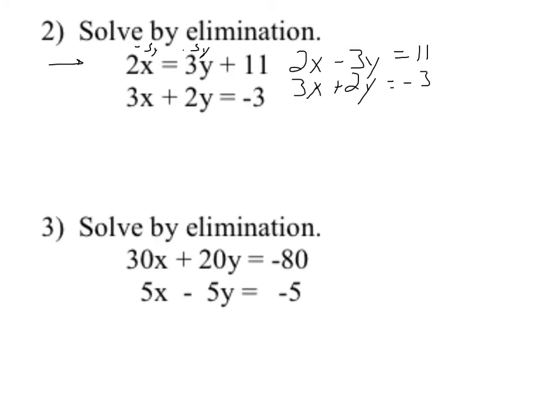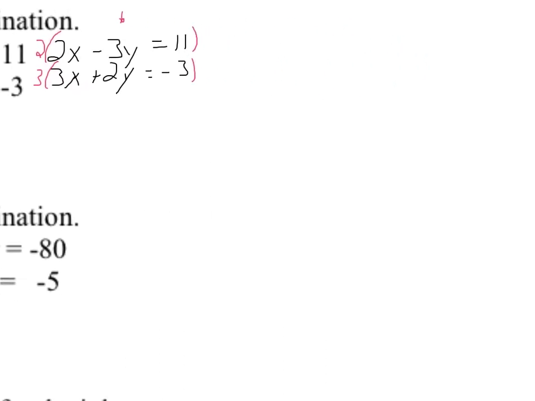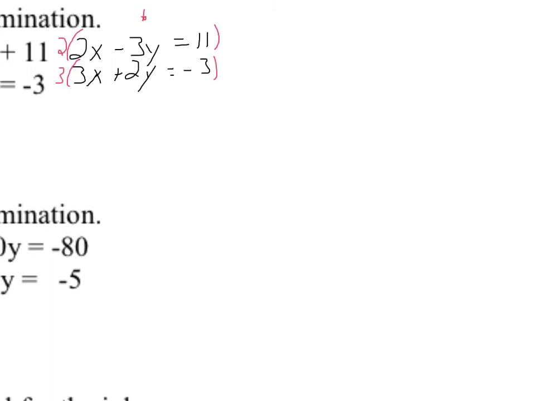Again, for efficiency, I'm going to choose the y values because they're already opposites. One less thing for me to worry about. So I'm going to multiply the top equation. The least common multiple for 3 and 2 is 6. Because they're already opposite signs, I'm just going to have to multiply the top by 2 and the bottom one by 3. And that gives us two new equivalent equations, but more suitable for elimination.